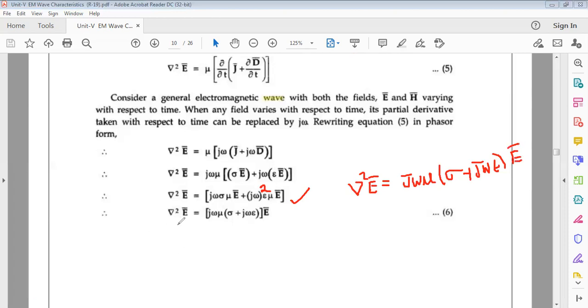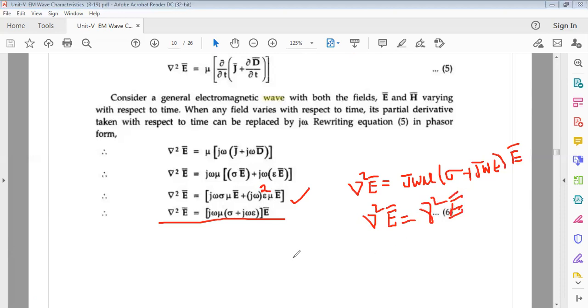Got it, my students? This is equation 6. Del square E bar is equal to j omega mu as a common term, sigma into E bar is there, and here also one j omega you get as common, and mu remaining is j omega epsilon into E bar. Okay, my students. And this function we can call as del square E bar is equal to gamma square into E bar.